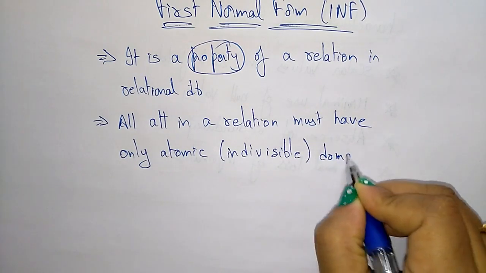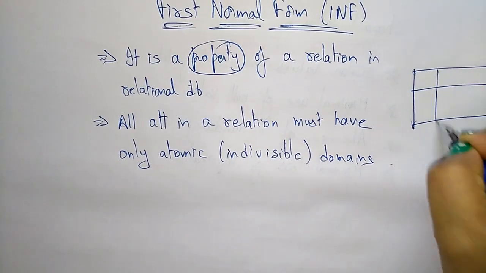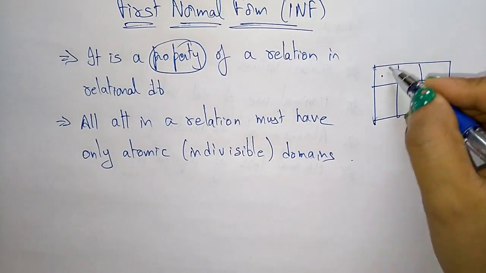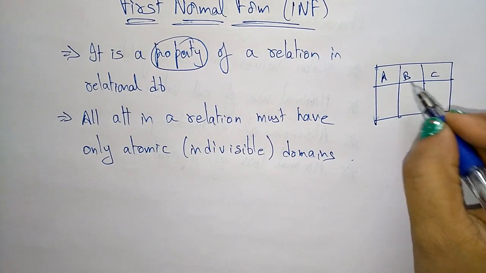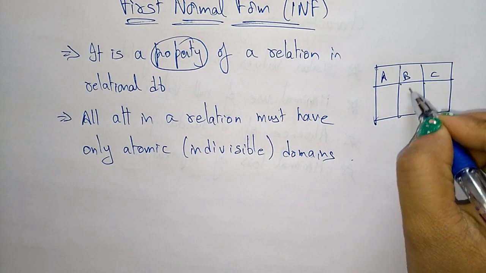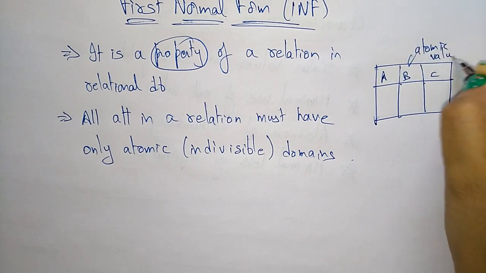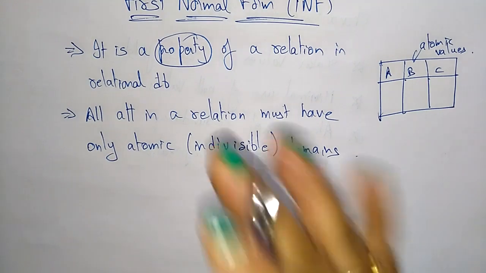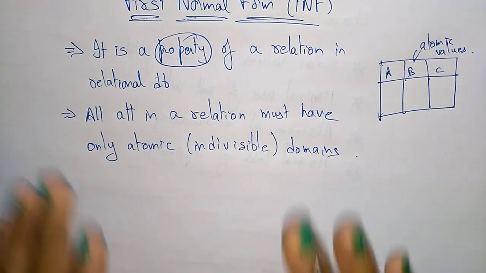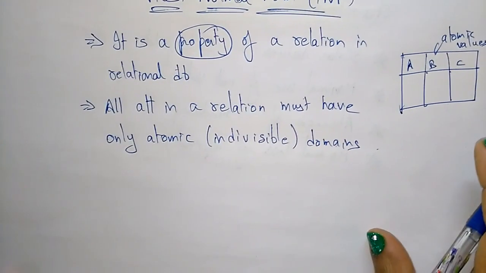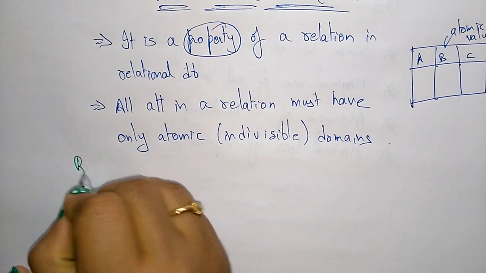Domains are nothing but values, whatever the table holds. So this table consists of different attributes, and these attributes must have only atomic values. It should hold only atomic values, atomic domains. So that is how the first normal form is represented, it only holds atomic values. Now let us see what requirements it wants.